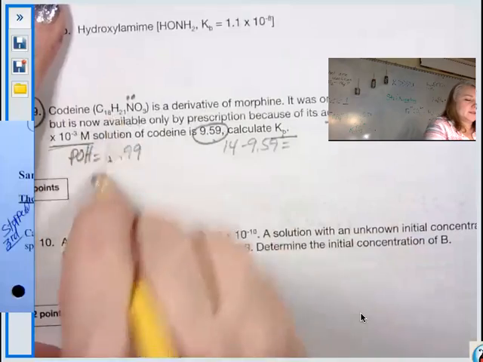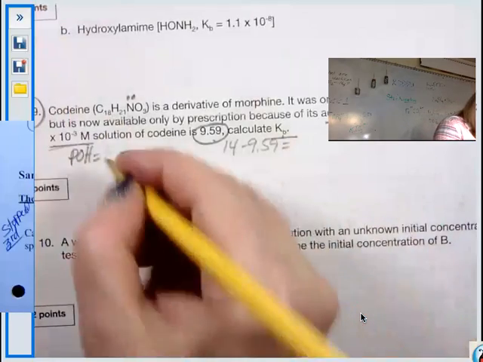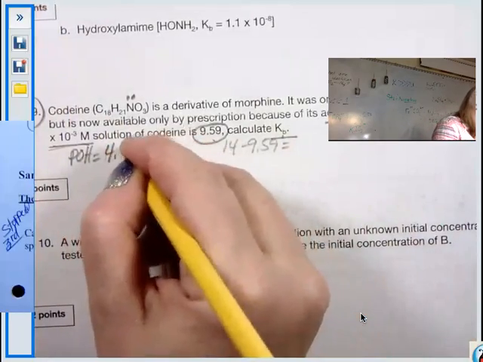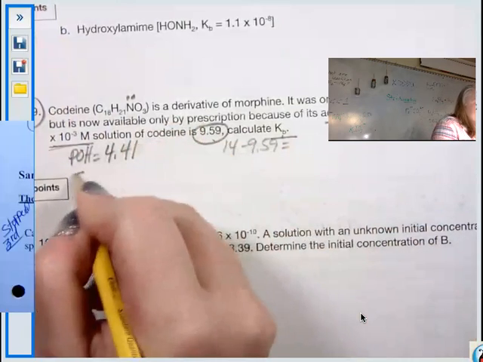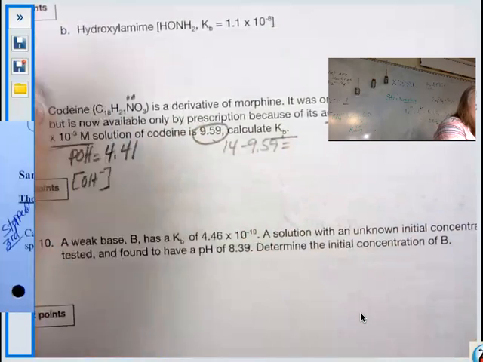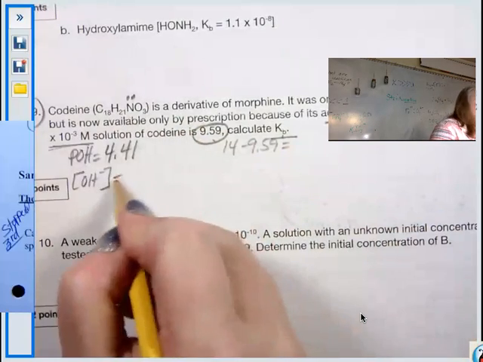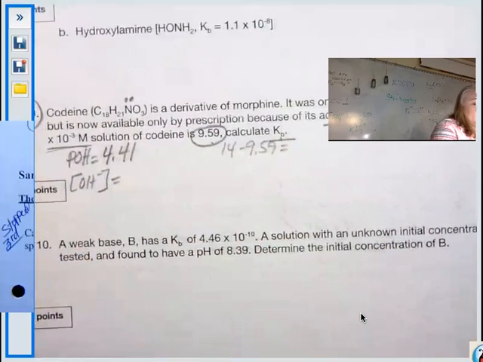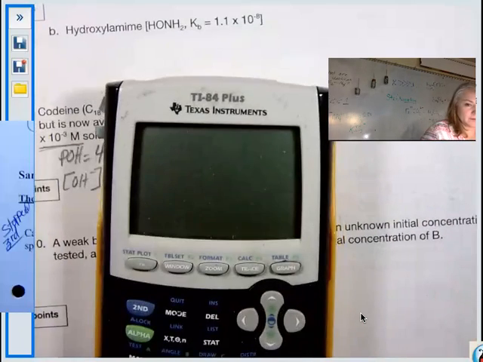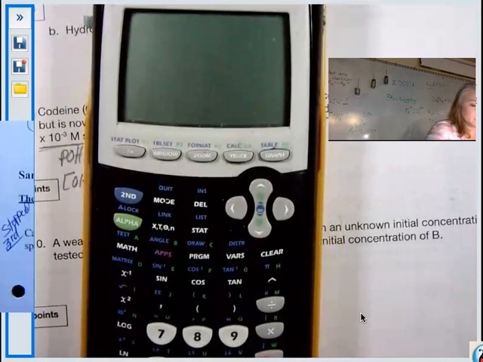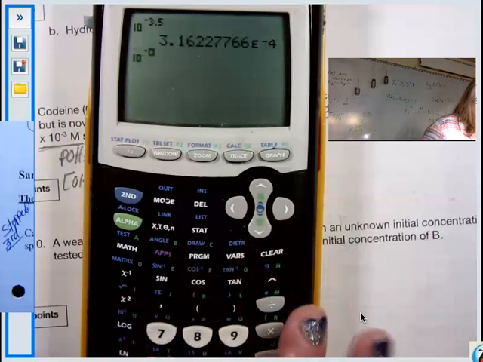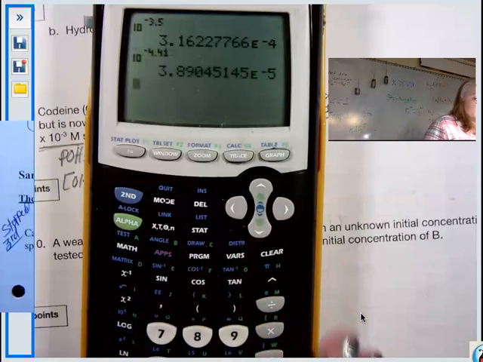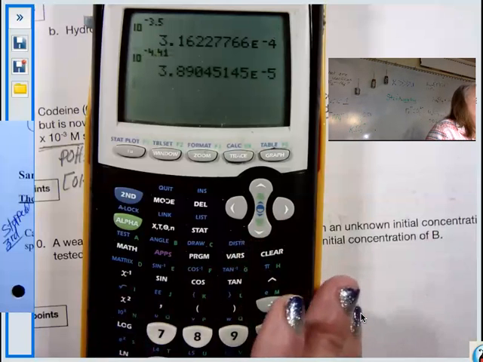Okay, 4.41. Now we need to take the anti-log of that to get us OH minus. Second log. Remember, put in negative 4.41. So 3.89 times 10 to the -5th.